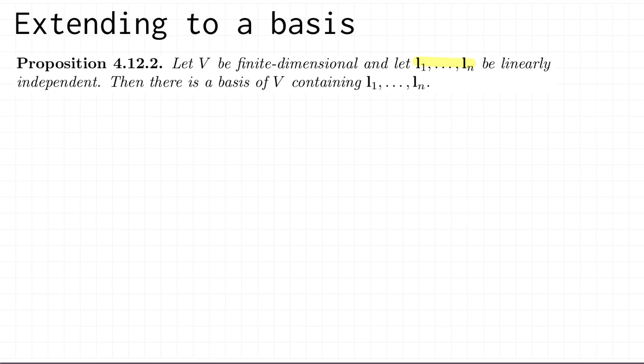So let's have a go at the proof. What does it mean for V to be finite dimensional? It means that there is a spanning sequence, a finite spanning sequence for V. Let's call that V1 up to Vm for V.